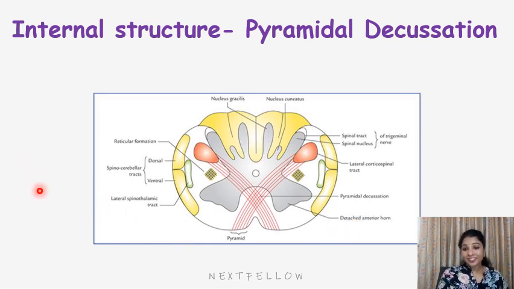Sorry, they are the ascending tracts, spinocerebellar ascending tracts. Then the lateral spinothalamic tract, from spinal cord to thalamus, ascending tracts. And also we can appreciate the reticular formation, which we see all through the length of the brainstem. So these are the important features we see in the pyramidal decussation.